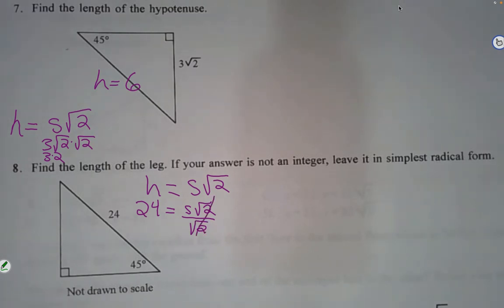So those cancel out, that's great. And over here, I get 24 divided by the square root of 2. Yeah, you can't leave it like that. So look, I'm going to write it right here. 24 over the square root of 2. That is not simplest radical form. You can't have a radical in the denominator. Okay, you can't have a square root in the denominator ever.